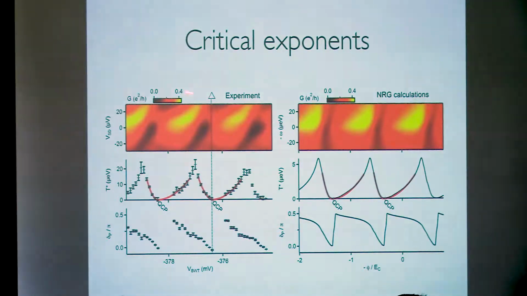On the left, you have our experimental data. This is drain source bias voltage on the vertical axis and large dot gate voltage on the horizontal axis. And this is sort of the mock-up from NRG calculations of what we expect to see.